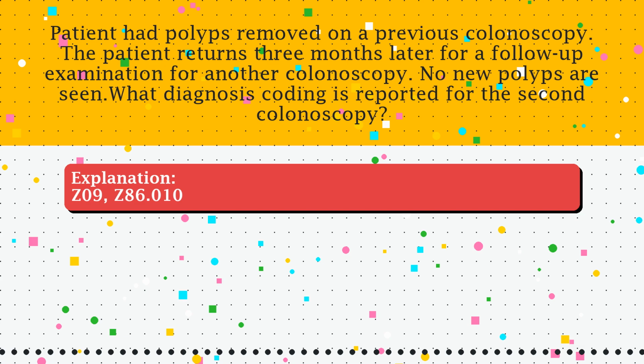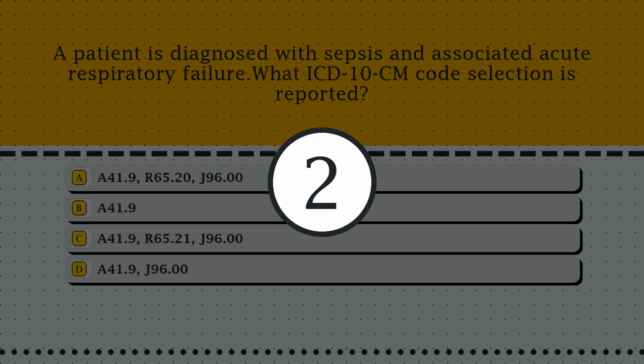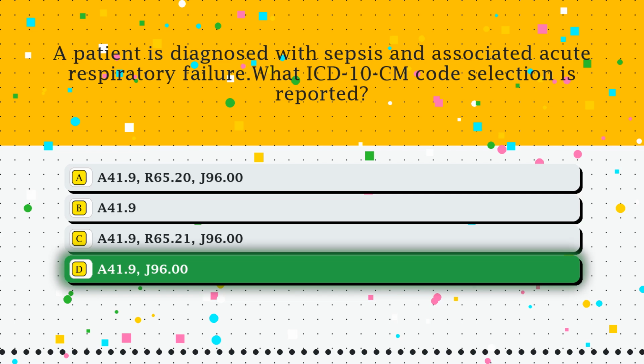Question 24. A patient is diagnosed with sepsis and associated acute respiratory failure. What ICD-10-CM code selection is reported? Option A, A41.9, R65.20, J96.00. Option B, A41.9. Option C, A41.9, R65.21, J96.00. Option D, A41.9, J96.00. The correct answer is option D, A41.9, J96.00.